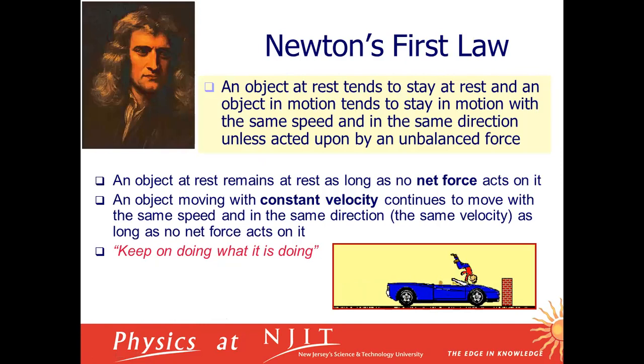Let's state Newton's first law. An object at rest tends to stay at rest, and an object in motion tends to stay in motion with the same speed and in the same direction unless acted upon by an unbalanced force. An object at rest remains at rest as long as no net force acts on it. An object moving with constant velocity continues to move with the same speed and in the same direction, the same velocity, as long as no net force acts on it. Okay? For Newton's first law, the summation of forces is usually zero. This is applied for constant velocity problems and objects at rest.